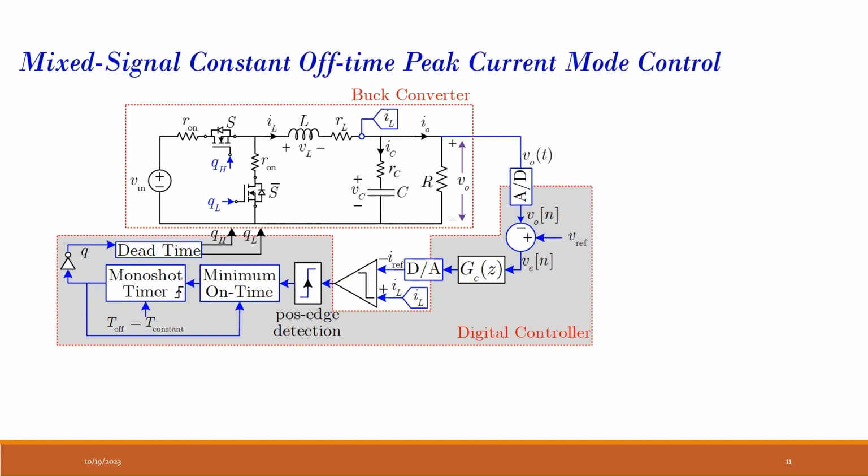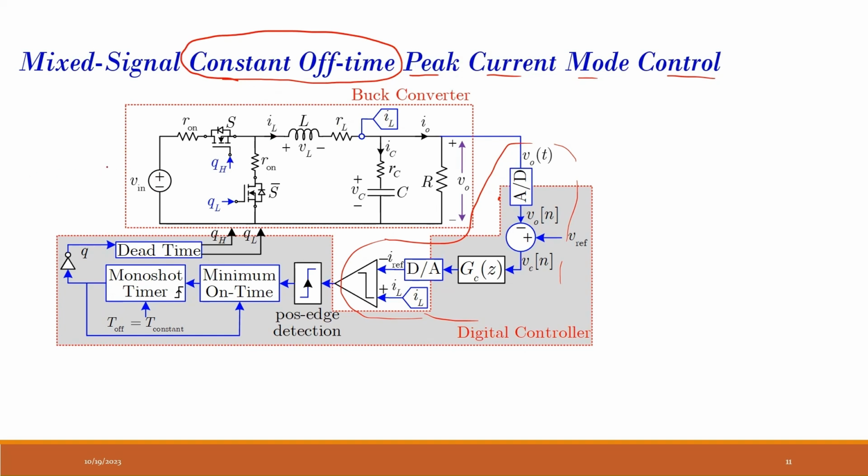So now I'll consider mixed signal constant off time. Again, this is constant off time, it is peak current control. From here till this part, all are the same. Remember, this is peak current mode control, which was the same as the prior one. The only difference is this is constant off time. So my off time is fixed.